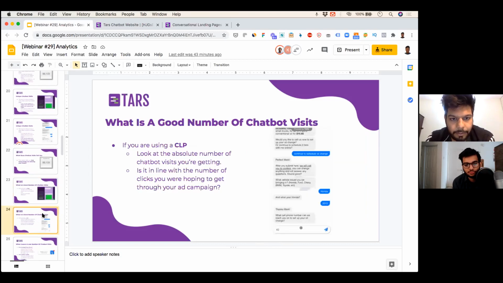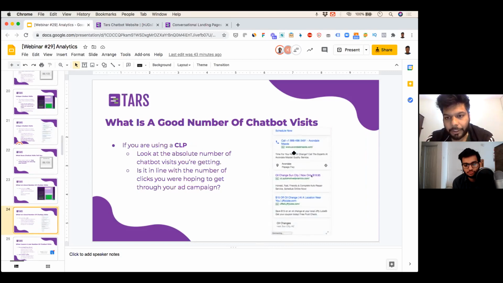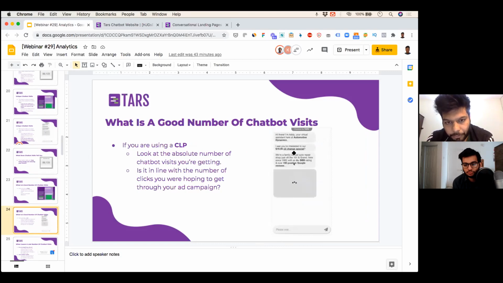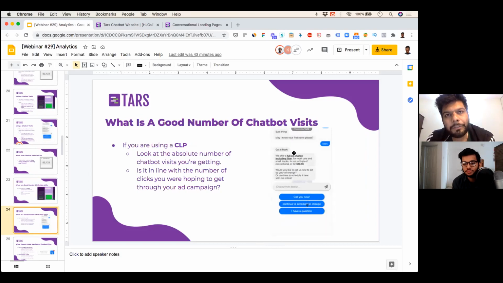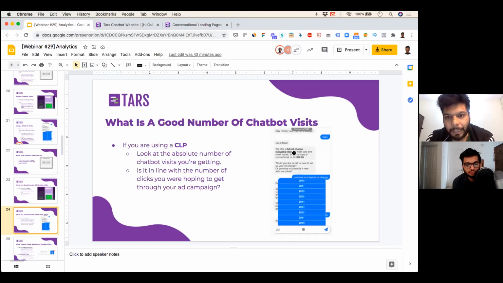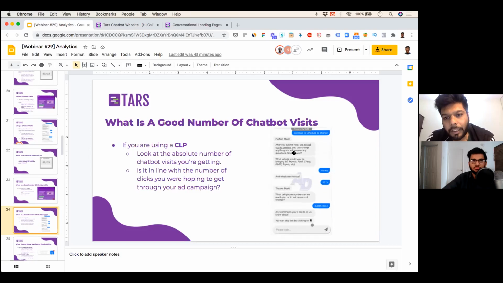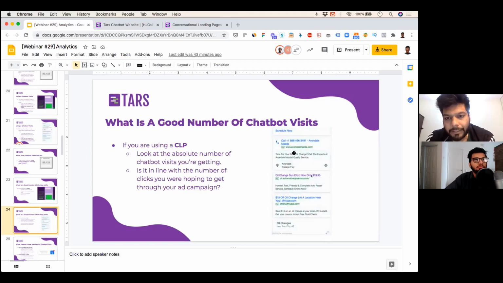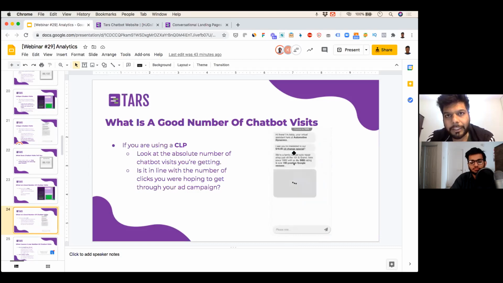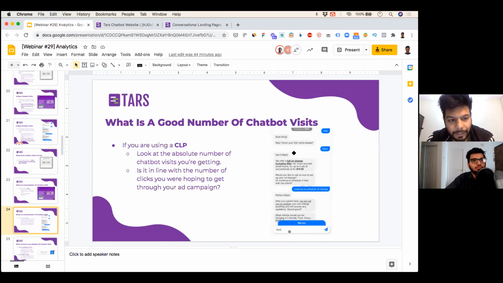The other way is the number of people visiting your chatbot directly from an ad campaign, text marketing, or a push notification. What's a good number of chatbot visits? If you're sending out 1,000 push notifications and only 20 people are actually visiting your chatbot, that's a bad number. So is the number of chatbot visits in line with the number of people you were expecting to come? That's a good way to think about it. If you're doing an ad campaign, if your cost per click is super high and not many people are coming to the chatbot, you need to go back and look at why that is happening.